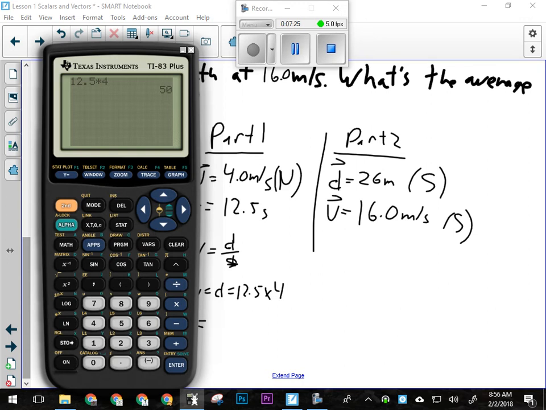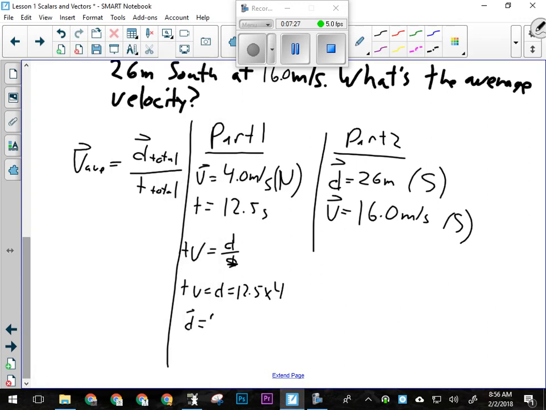I can't believe I did that. Okay, 50. 50 meters, and that'll be north because it was traveling north according to the velocity.